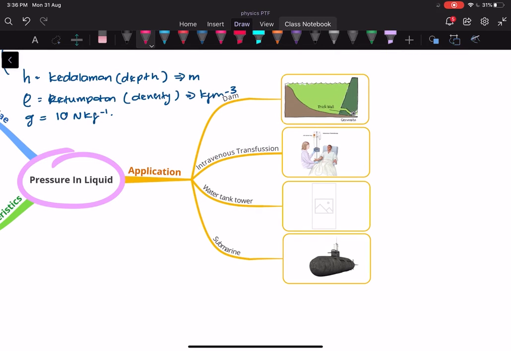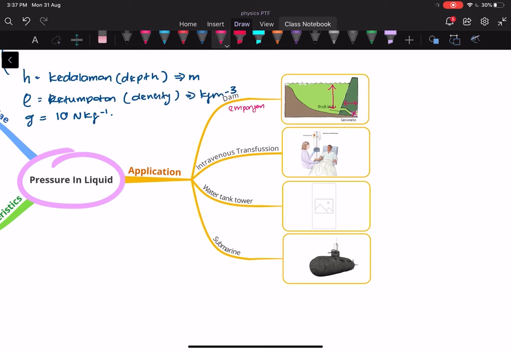Okay, example yang pertama ni empangan ya. The first example adalah empangan. Okay, so if you look here, empangan ataupun dam is always built at a very deep water. Kenapa ya? Semakin dalam dari permukaan cecair, semakin besar tekanan yang dihasilkan. Sebab itu, dinding empangan ni kita bina tebal di bahagian bawah supaya ia boleh menahan tekanan yang lebih tinggi. Sebab kenapa? Lagi dalam, maka tekanan akan bertambah. Jadi kalau nampak ni, wall dia jadi thicker ya.